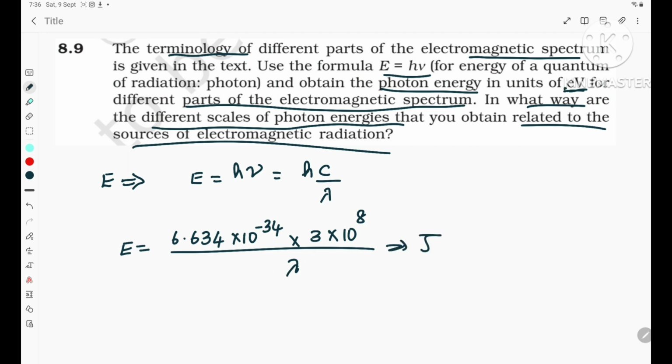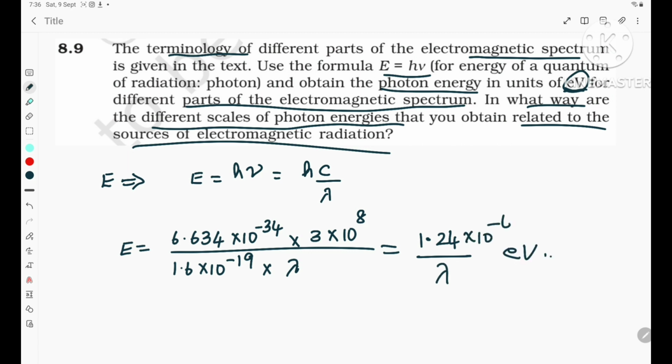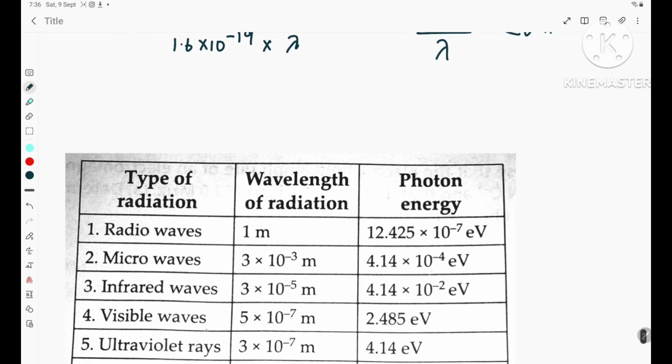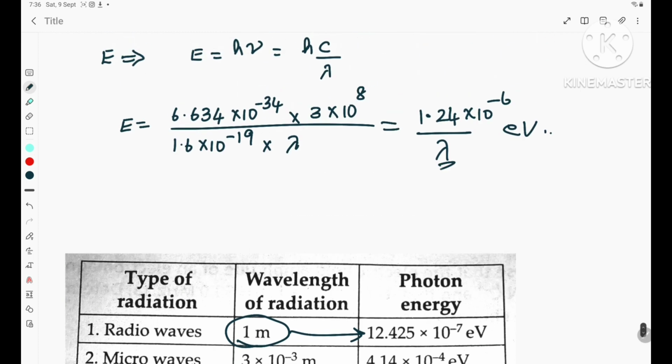But we want the answer to be in electron volt, isn't it? So what we will do is divide this equation by 1.6 into 10 power minus 19. When you do this, you are going to get 1.24 divided by lambda, 24 into 10 to the power minus 6 electron volt. Now, if you know the wavelength, you can easily calculate the energy in electron volt by simply dividing by the wavelength.